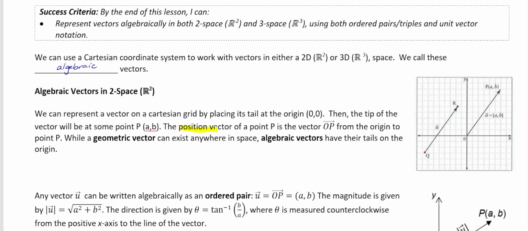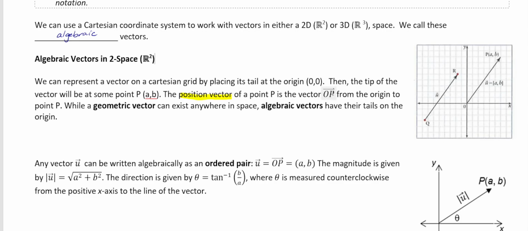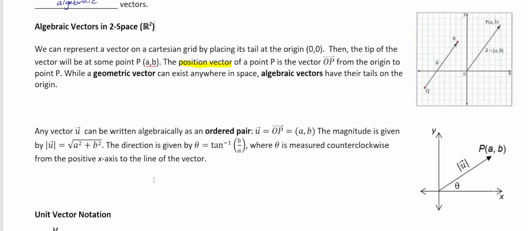It's called a position vector of a point P, which is the vector OP from the origin to the point. While a geometric vector can exist anywhere in space, algebraic vectors typically have their tails on the origin right here. Any vector u can be written algebraically as an ordered pair. u, OP is equal to (a, b). Here we can see that O represents the origin and P represents the point (a, b).